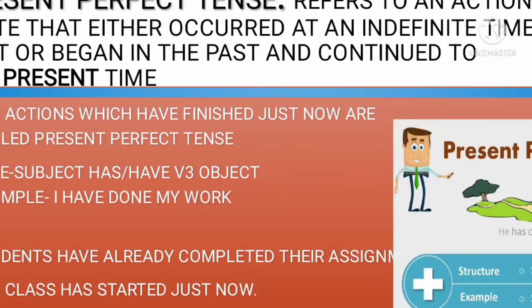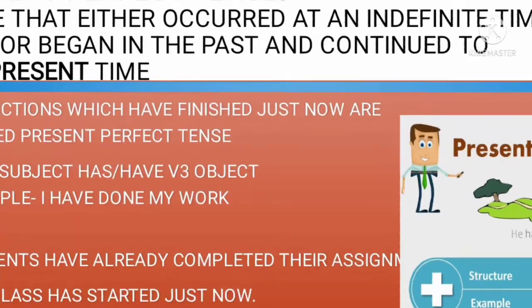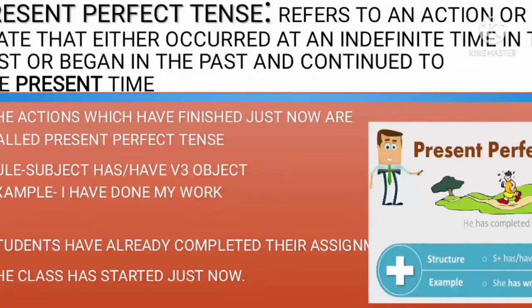Like the rules or form of the verb as we discussed earlier, we use has or have plus V3, that means the third form of the verb, that is the past participle of the verb. Like here, I have done my work just now. So here have, then done is the third form of the verb do. Do, did, done.